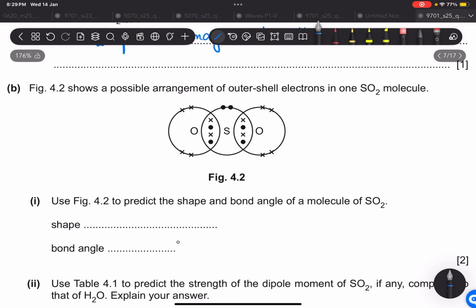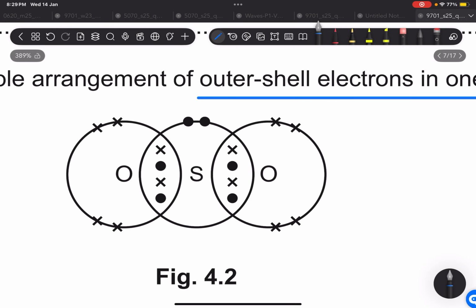Figure 4.2 shows the possible arrangement of outer shell electrons in one SO2 molecule. Use figure 4.2 to predict the shape and the bond angle of the molecule of SO2. Shape is going to be non-linear.